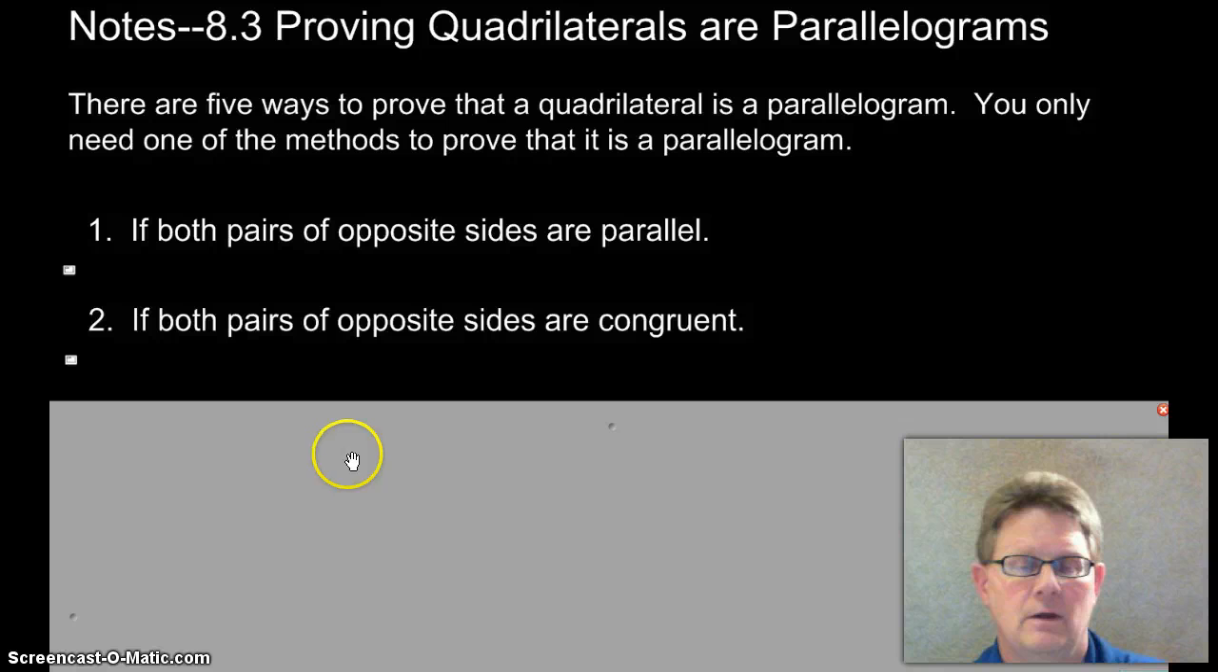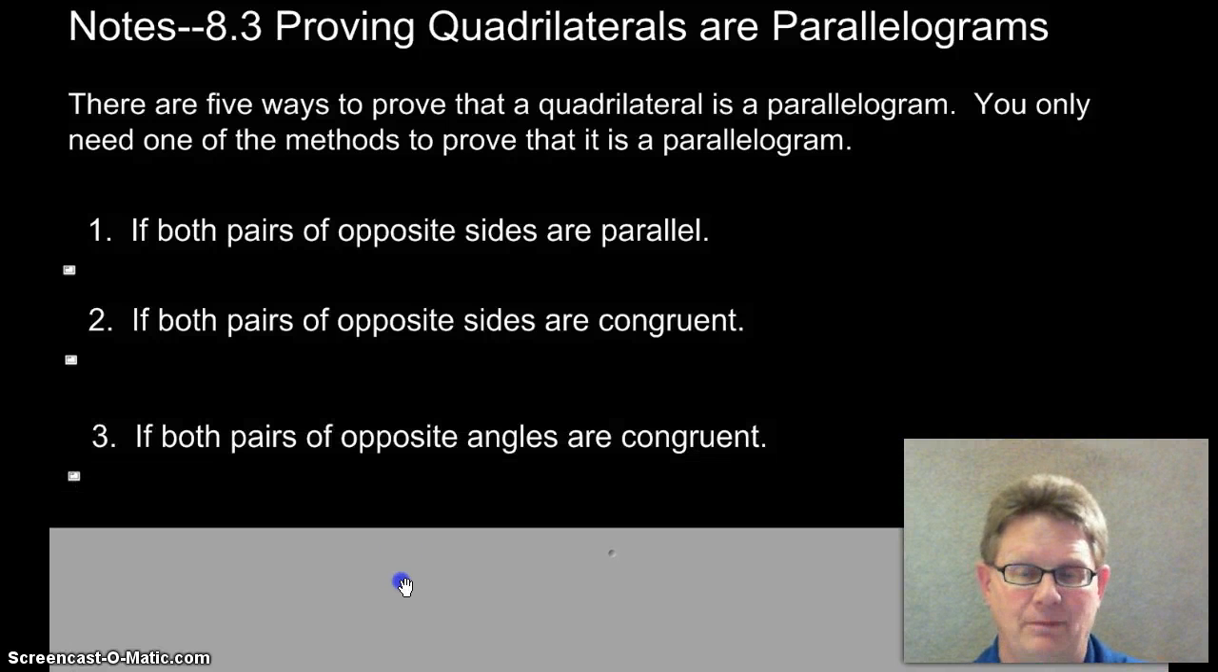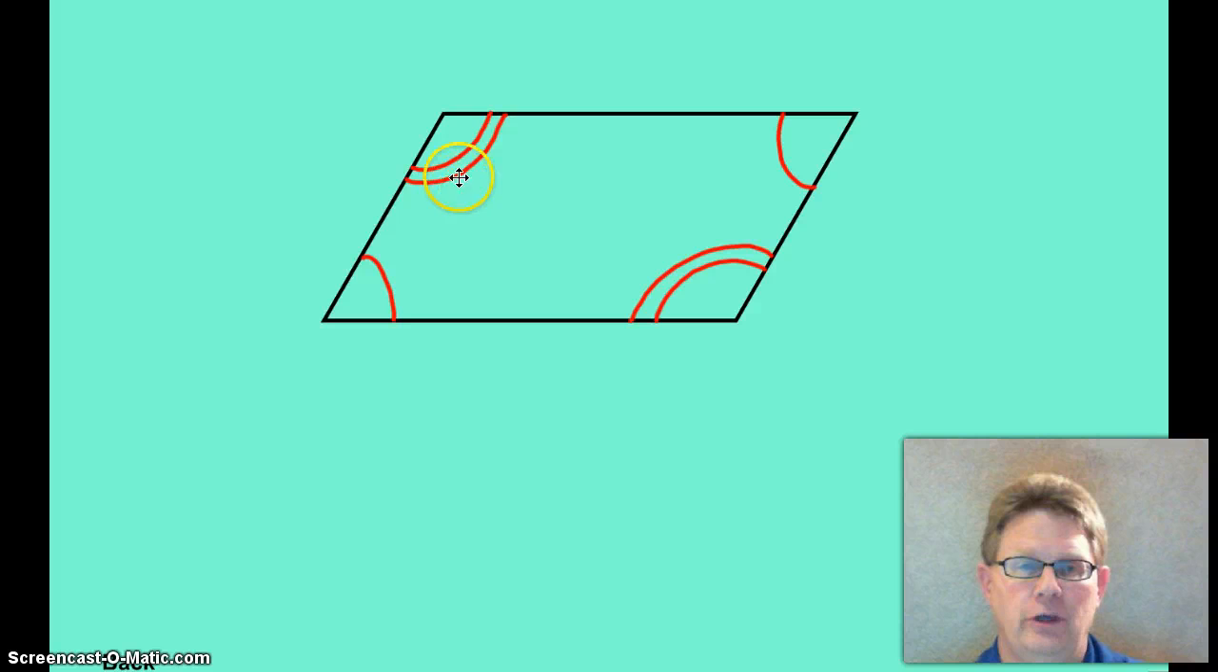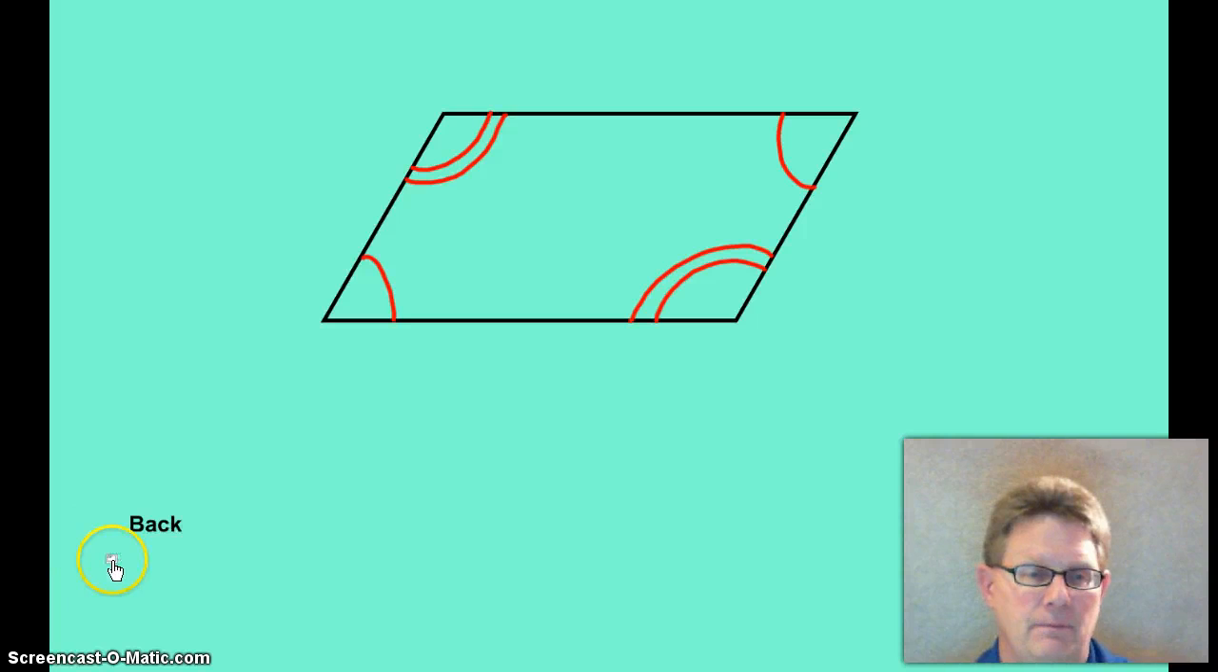There we go. Third method. If both pairs of opposite angles are congruent, then it has to be a parallelogram. So if we can show that both pairs of opposite angles are congruent to each other, that will make this a parallelogram.